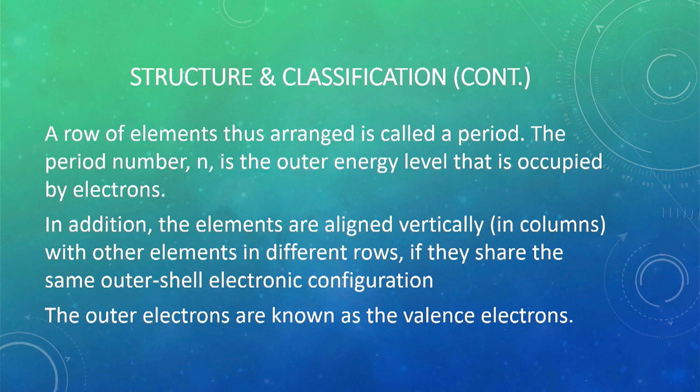Okay, and then the elements are aligned vertically. If it's vertical, that means it's a column, which is also called what? Group. If they share the same outer electronic configuration, they belong to the same group because they have the same valence electrons. So all the elements in group 7 have valence electron of what? 7. That means they will all have 7 outermost shell electrons.